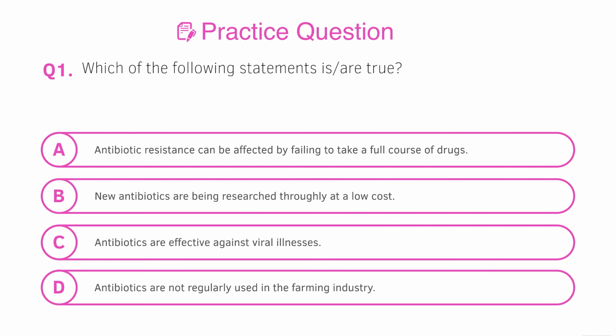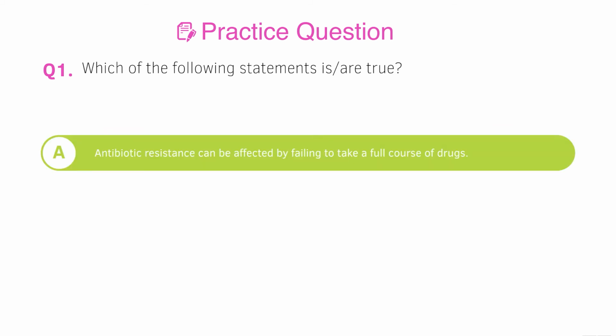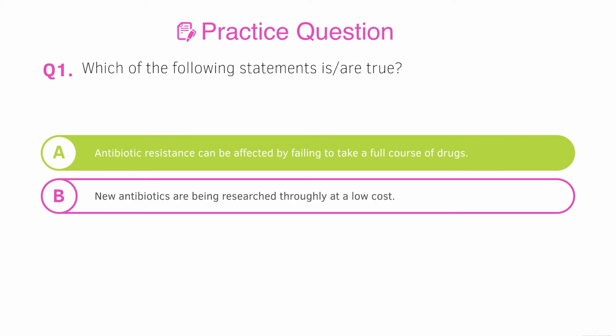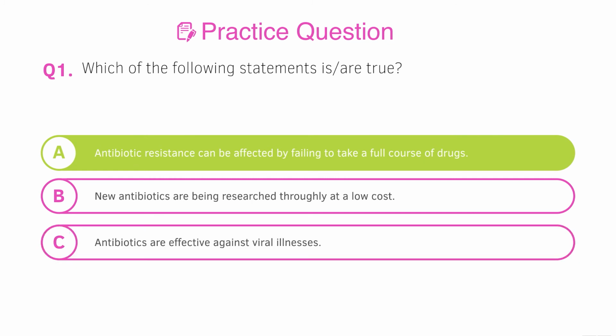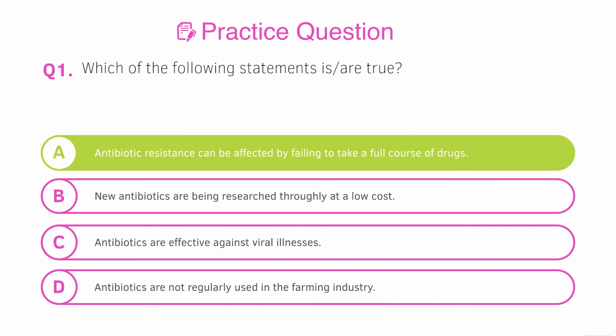Okay, let's go through some answers. So statement A is indeed true, because we've already discovered that by encouraging patients to take their full course of drugs, we can actually decrease the rate of antibiotic resistance, and that's what doctors are trying to do. B is false, it's a high cost. C is false, antibiotics are effective against only bacterial illnesses, so that's why we shouldn't prescribe antibiotics for viral illnesses, because this is unnecessary and can lead to the emergence of new strains of bacteria that are antibiotic resistant.